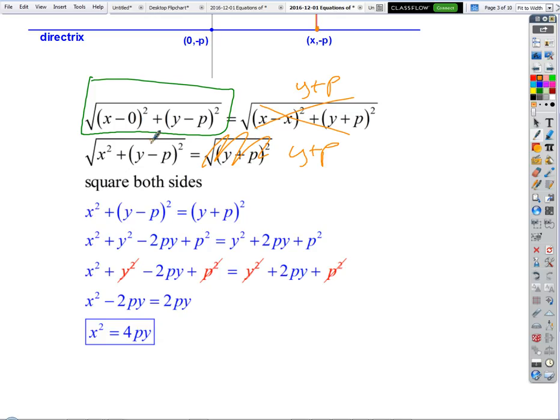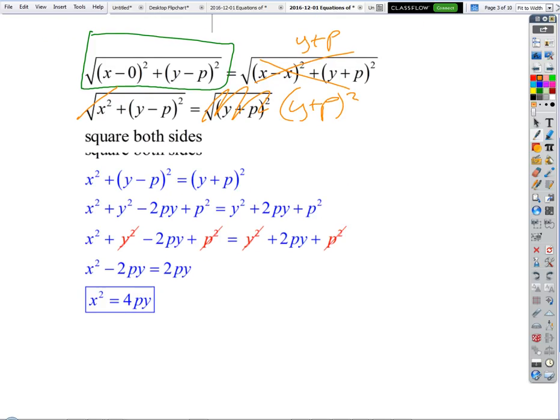I could square it, right? Because to undo a square root, I would square both sides. So if I square both sides, that goes away, and that side gets squared. And so I end up with x squared plus the quantity y minus p squared equals the quantity y plus p squared. That's pretty good. Looks better all the time, right?